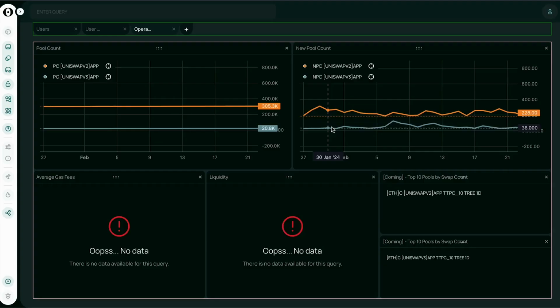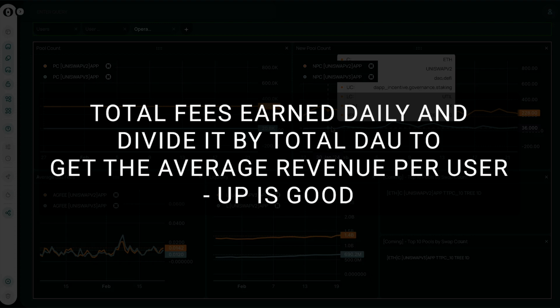Moving forward, how can we take this analysis to the next level? I've got 3 suggestions over here. First, we can look at total fees earned by the daily active users. So we want to get the average revenue per user, or as the industry calls it, ARPU. In general, up is good.